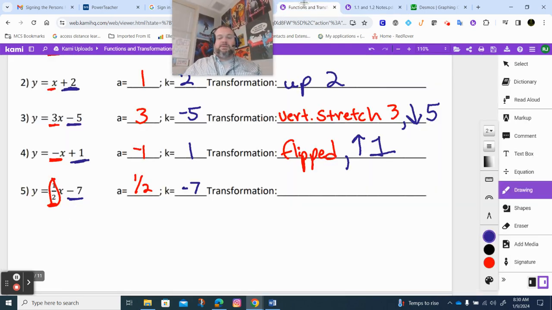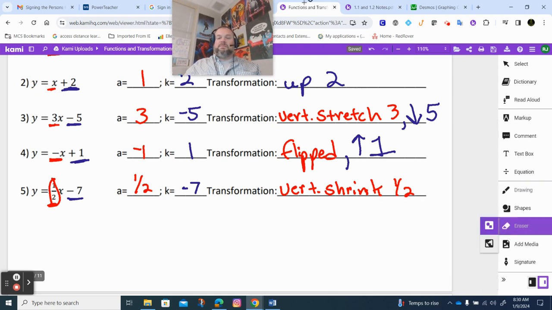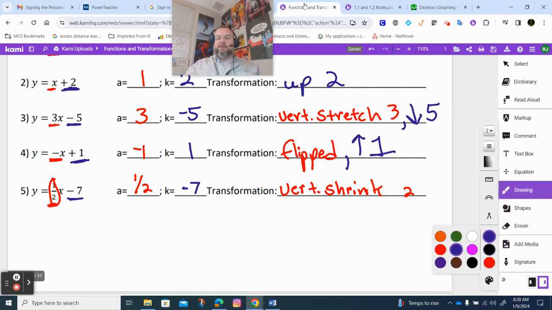Okay, so we're going to say vert shrink of 1/2. Oh, that looks like a Y2. Sorry. All right, that's more better. And then our K is negative, so we're going to go down 7.